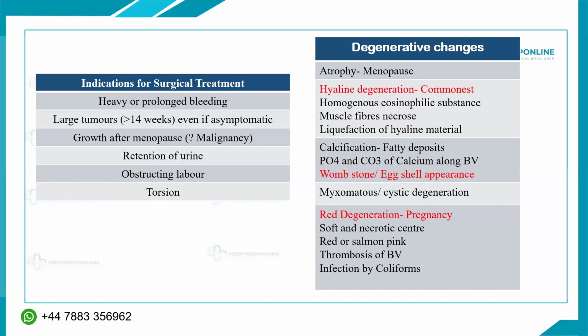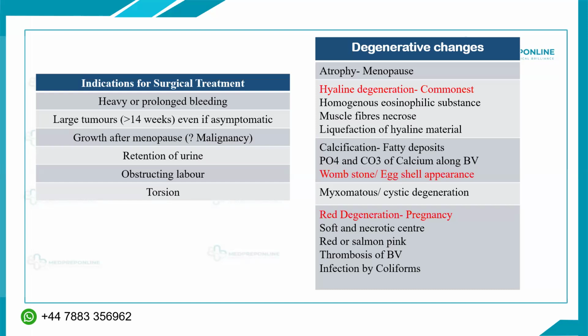Next, you have calcification. This occurs if there are pre-existing fatty deposits in the leiomyoma. So if they have fatty deposits, they'll undergo calcification. There'll be phosphates as well as carbonates of calcium, which will get deposited along the blood vessels, and this will give a typical appearance, which is a womb stone appearance. So if there is calcification of the entire leiomyoma, it will present as a womb stone. If only the periphery of the leiomyoma or the fibroid is calcified, then it will give a typical eggshell appearance. Then you have myxomatous as well as cystic degeneration.